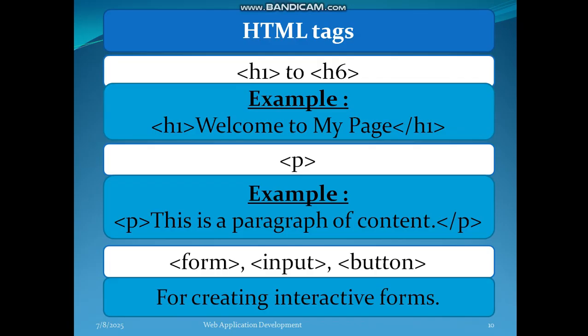Other important tags are headings, for example, h1 to h6. And here we have an example of code: Welcome to my page. Second one is p. The paragraph tag is used for blocks of text. And here an example: this is a paragraph of content between the tag p and the closing p. We have other tags for creating forms, like form, input, button, etc., for creating interactive forms.